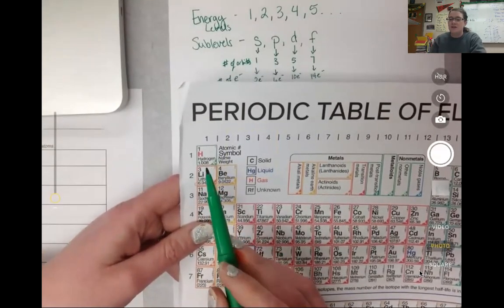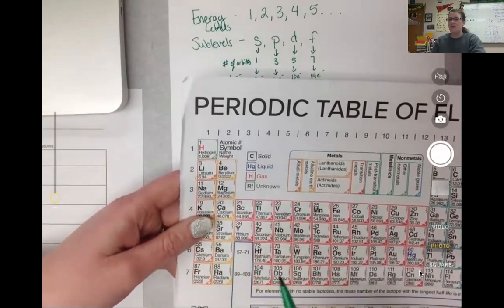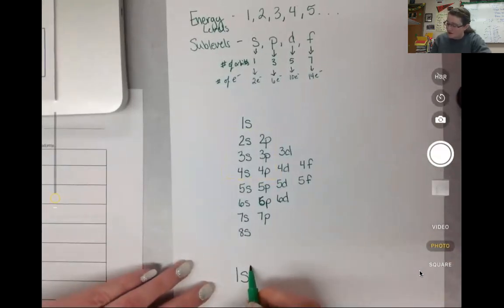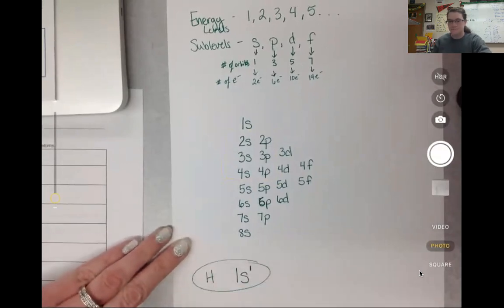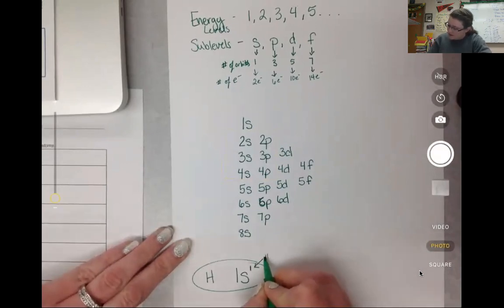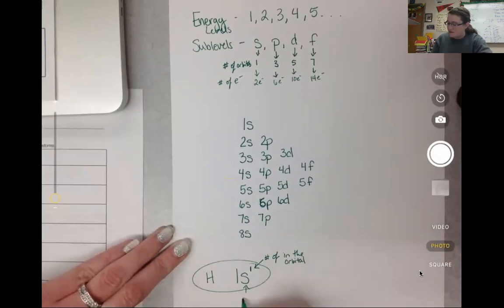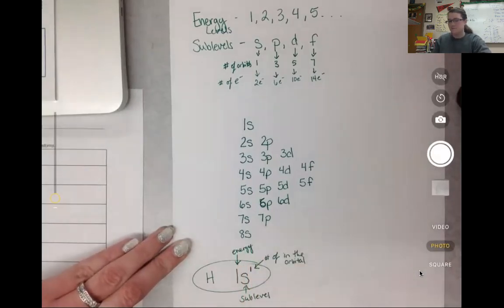And so it's going to fill that electron in the lowest energy level, in the lowest sublevel of that energy level. And so it's going to put 1 electron in there. This is the electron configuration for hydrogen, right? And so this 1 tells you the number of electrons in the orbital. Again, the S tells you the sublevel you're filling, and the 1 tells you what energy level you're dealing with.